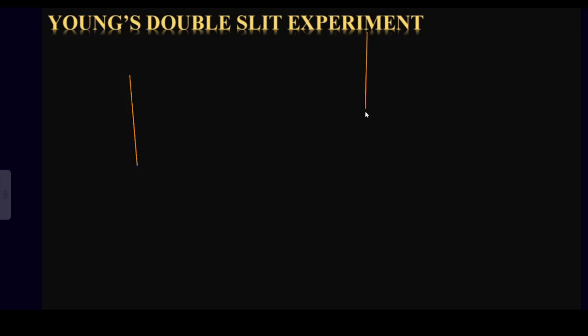And here we have placed one screen. This is the screen. And here we have the source, the light source. At some distance, at this location, we have small slits S1 and S2, that means small holes. We made very, very tiny holes.